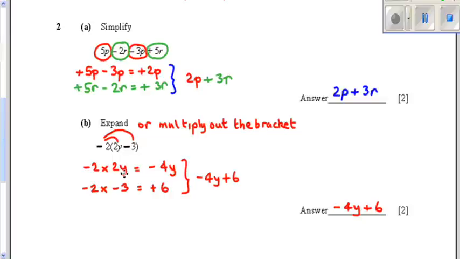Minus 2 multiplied by 2y. Just take the numbers on their own first. 2 times 2 is 4. That's y then, that's 4y. And minus multiplied by a plus gives you a minus, so that ends up as minus 4y. Then we've got minus 2 multiplied by minus 3. So do the numbers first. 2 times 3 is 6. Then the signs, minus multiplied by minus gives us plus. So that ends up as minus 4y plus 6, and that's our answer.